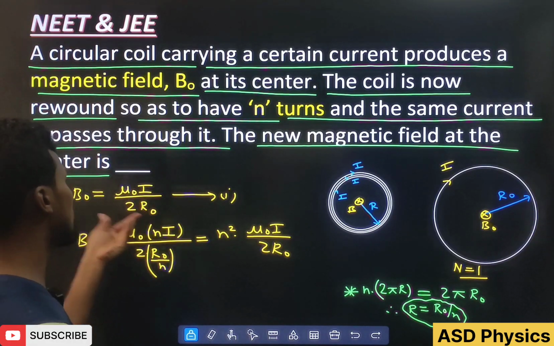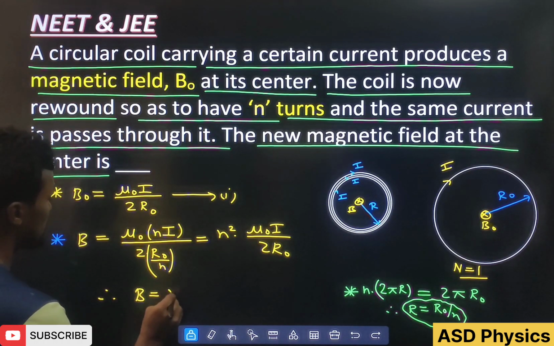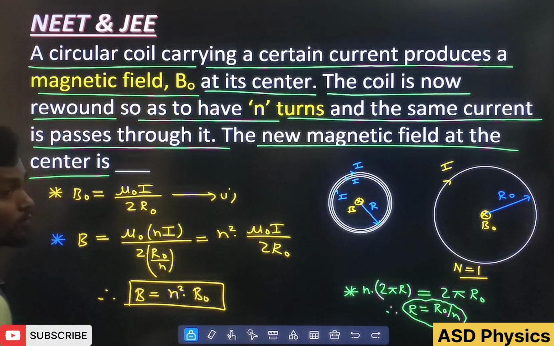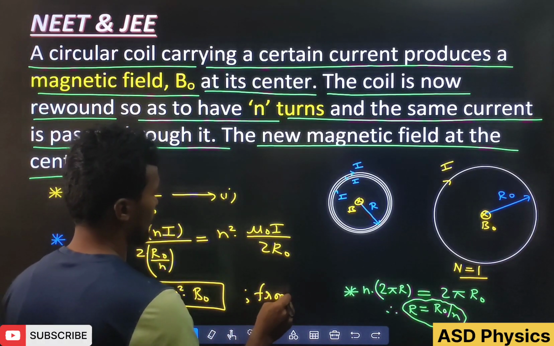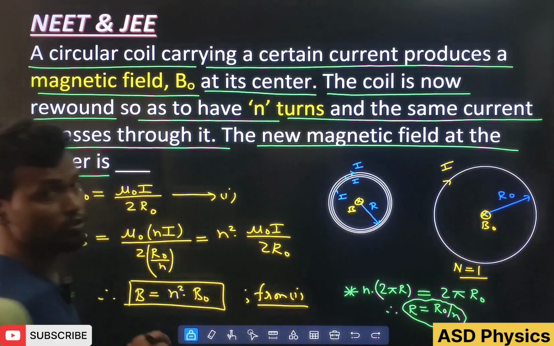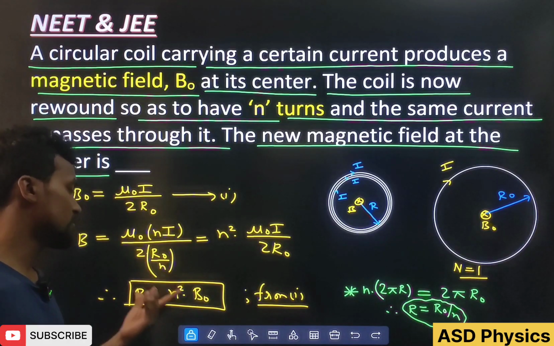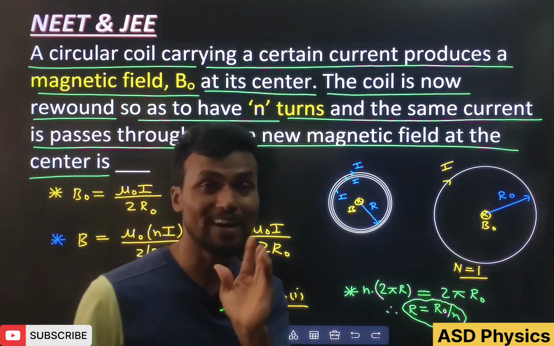So mu naught I by 2R naught is B naught. So we can write that this B will become N square into B naught, from 1. Remember, that is what I was telling you: if the length of the wire is fixed, then the magnetic field will become N square times. What is fixed? The length of the wire is fixed here.